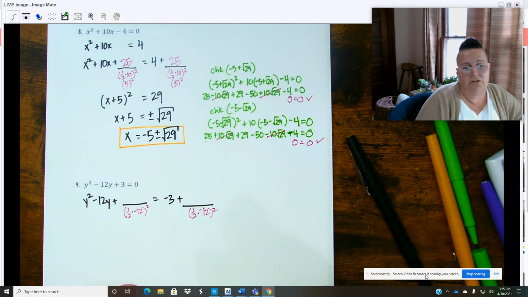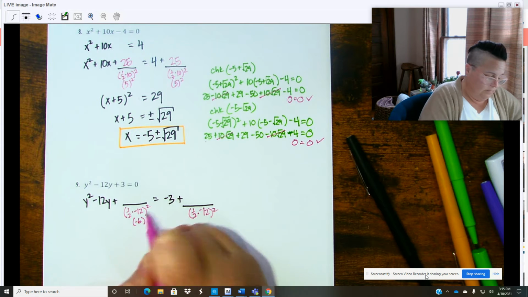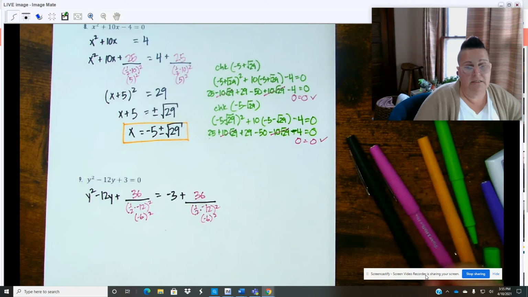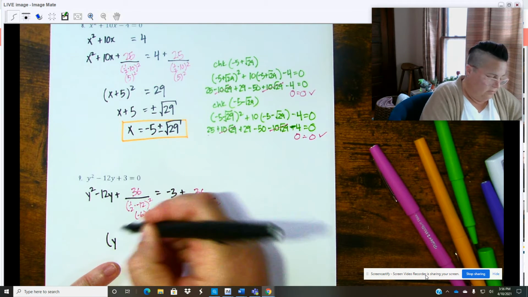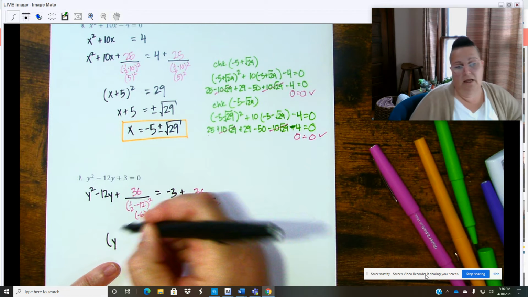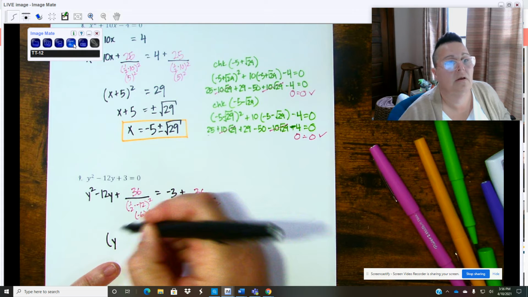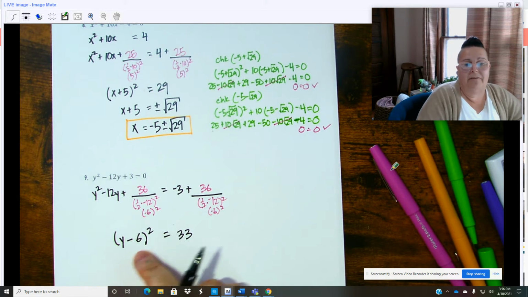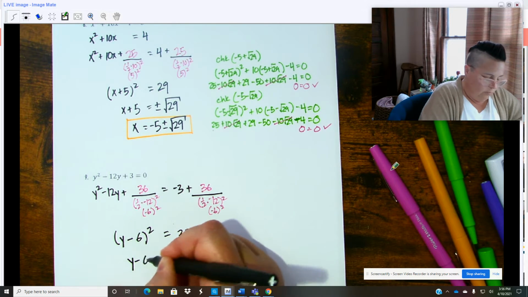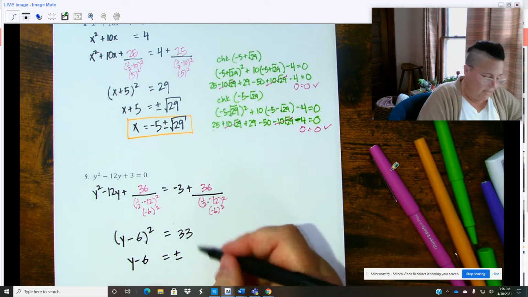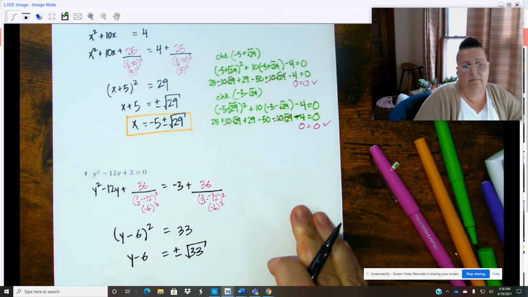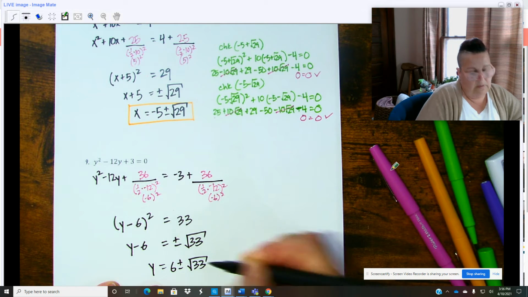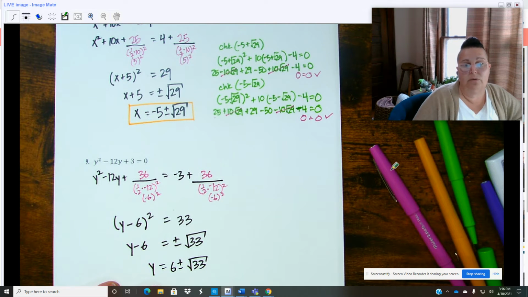Half times negative 12, squared, that's going to be negative 6 squared, which is 36. I am adding 36 to both sides of this equation. On the left side, that's going to factor into (y minus 6) squared. And on the right side, we're going to end up with negative 3 plus 36, which is a positive 33. Now that I have a perfect square on the left side, I can square root it. And I can also square root the right side, giving me plus or minus the square root of 33. To isolate the y, I will add 6 over. So I have y is equal to 6 plus or minus the square root of 33.